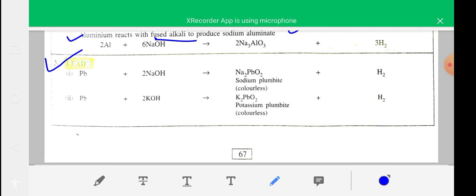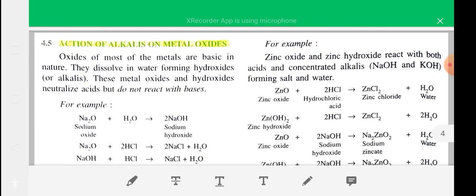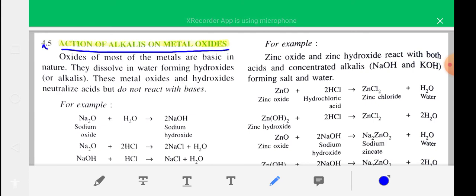Now see the action of sodium hydroxide and potassium hydroxide on lead. When Pb is treated with sodium hydroxide, you will get sodium plumbite Na2PbO2 and hydrogen gas. Similarly, when lead is treated with potassium hydroxide, you will get potassium plumbite K2PbO2 and hydrogen gas. So all these reactions you have to read. And the last topic of this chapter is the action of alkali on metal oxides.